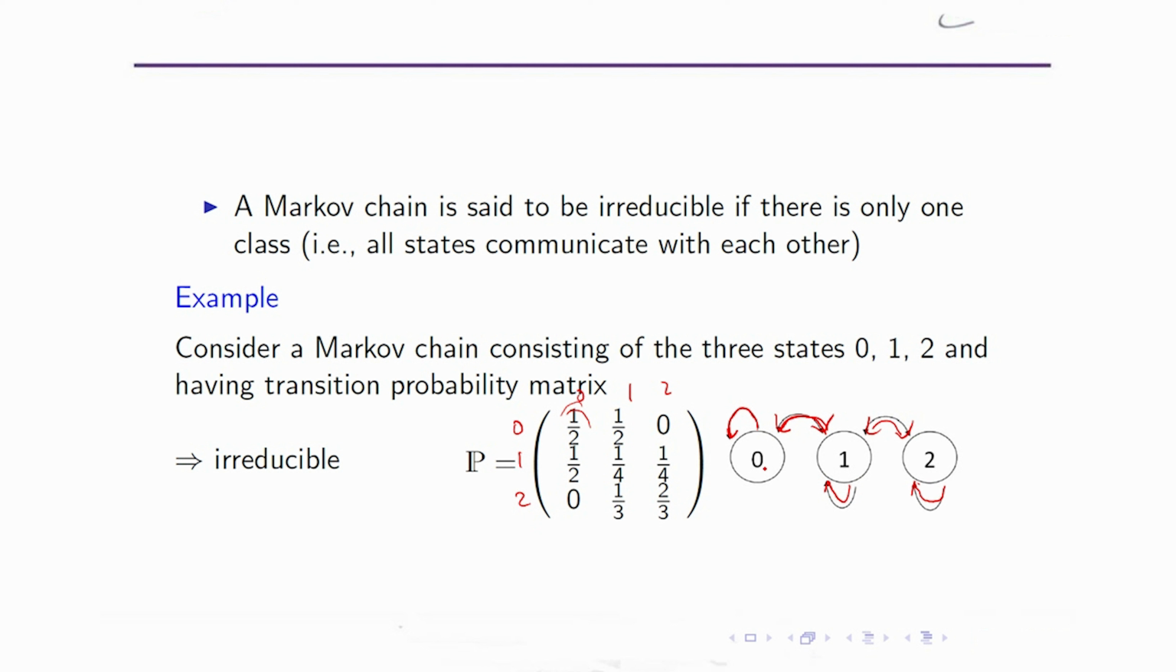So let's look at this. 0 and 1 communicate with each other, because 0 can go to 1 and 1 can go to 0. And 1 can go to 2, and 2 can go to 1. So all of 0, 1, 2 belong to the same class.